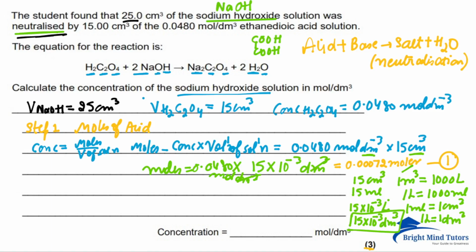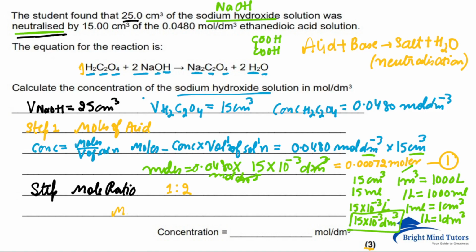Now the second step. In step number 2, you take the mole ratio. In the reaction you are seeing that 1 mole of the acid reacts with 2 moles of NaOH. You can see the stoichiometry: 1 acid and 2 NaOH. So the ratio is 1 to 2, right? It is a 1 to 2 ratio we are having.